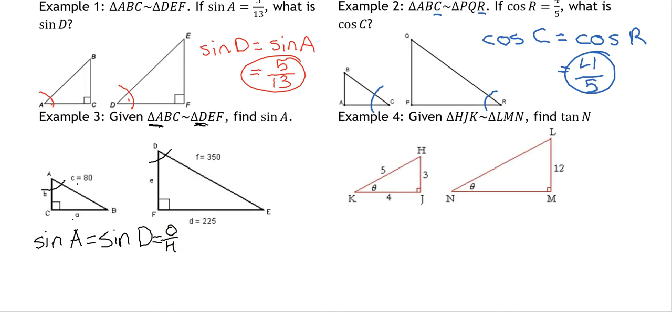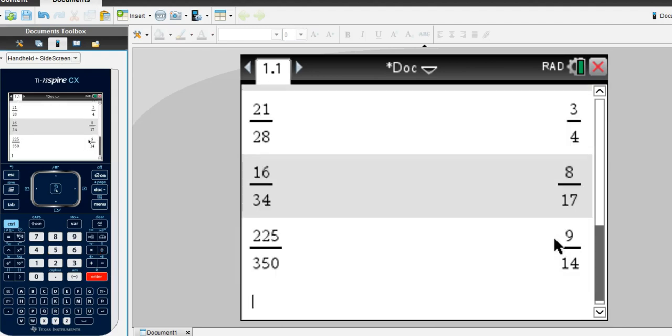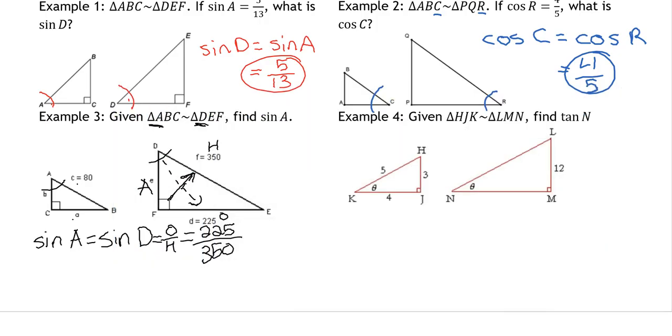Do I know the opposite side and the hypotenuse side? Opposite, I do. The opposite side is 200, we can put our adjacent here, 25. Our hypotenuse is 350. If I reduce those fractions, I get 9 out of 14. And that's it. So if I have these similar triangles, I can use the other triangles to find my trig ratio there.